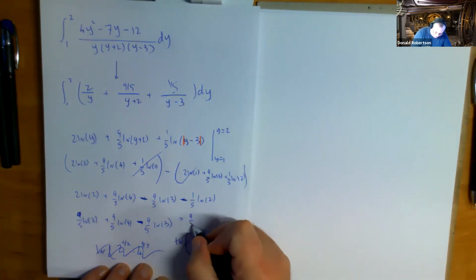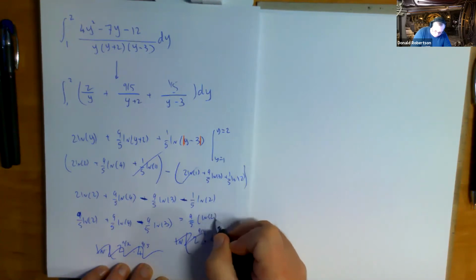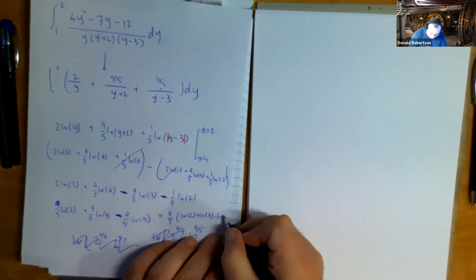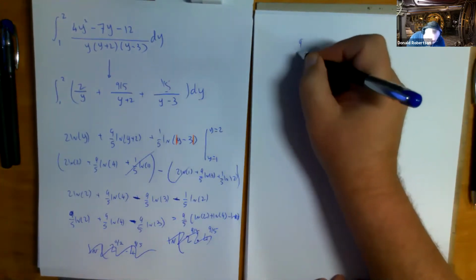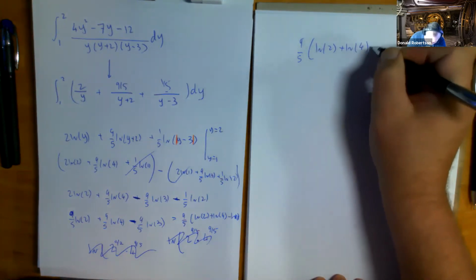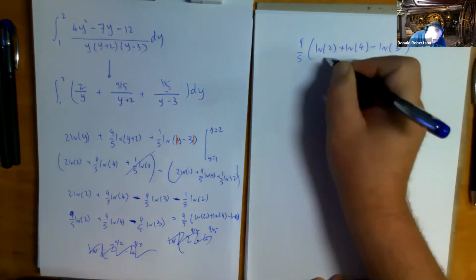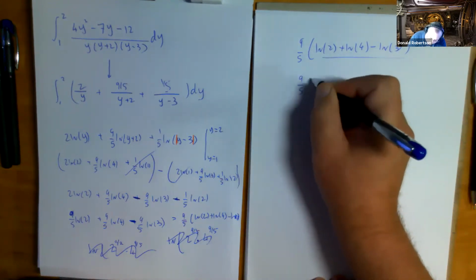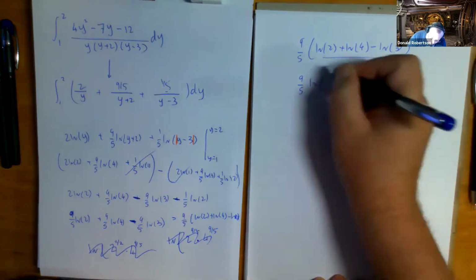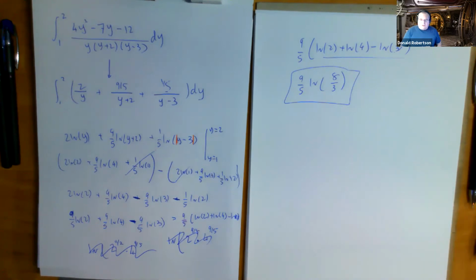Then pull out a 9/5 and go log 2, add log 4, take away log 3. This is just combining logs. So if you take log 2, you'll add log 4, take away log 3. You can combine them. 2 times 4 is 8 divided by 3. And that would be the ultimate answer. At least that's as simple as I could get that. Which is the correct answer, actually. So I must have done it right.